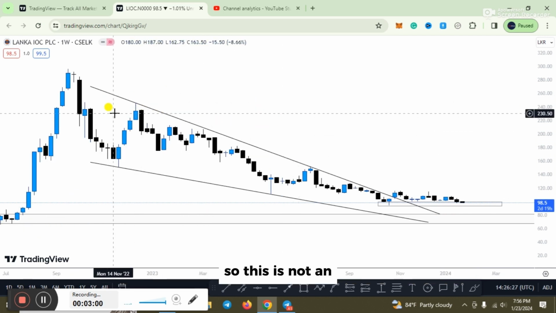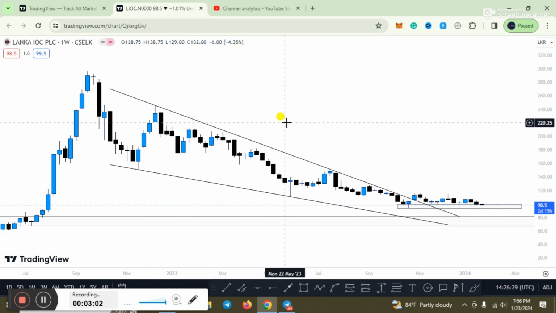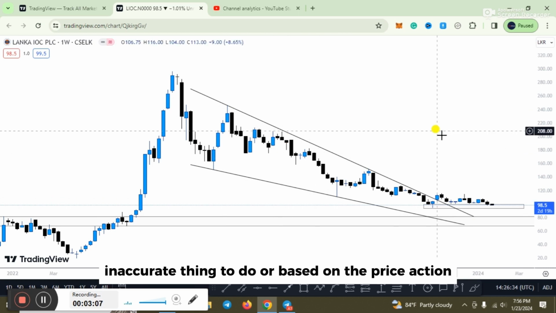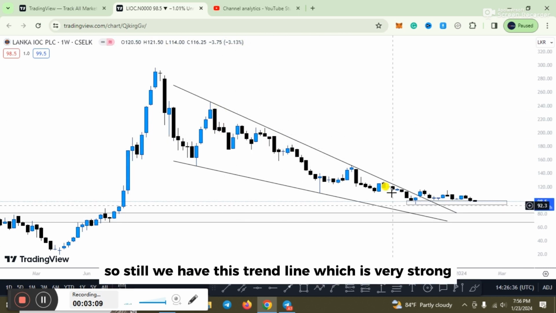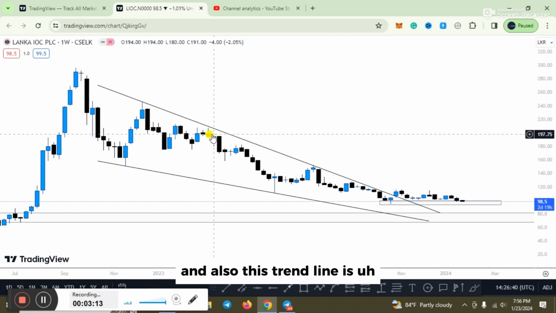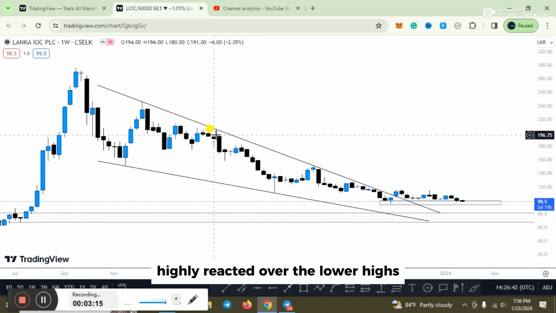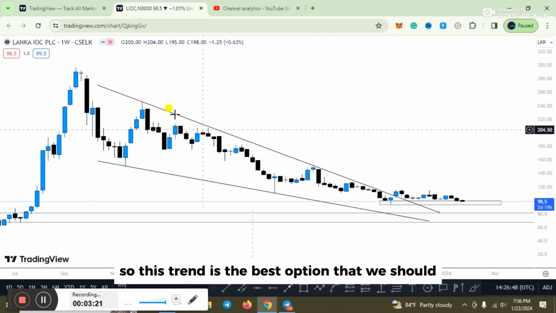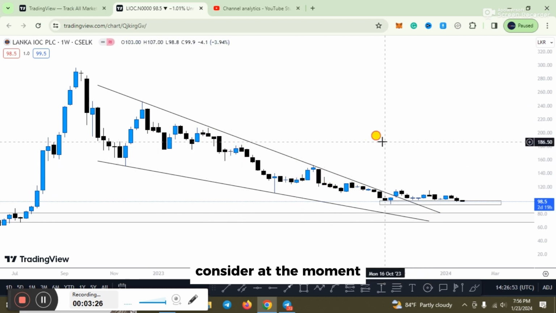So this is not an inaccurate thing to do based on the price action. We still have this trend line which is very strong, and this trend line has highly reacted over the lower highs. It is perfectly aligning with the lower highs, so this trend line is the best option that we should consider at the moment.